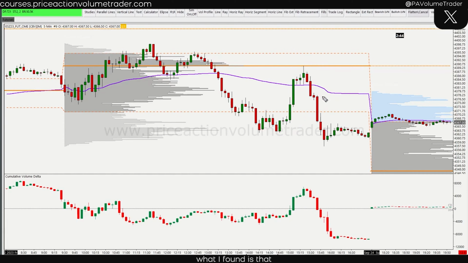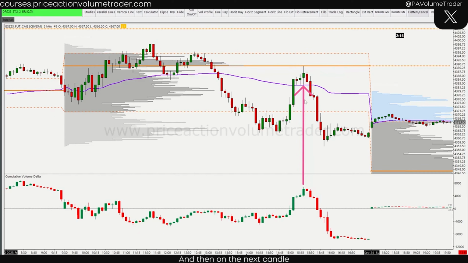And usually what I found is that cumulative delta is going to be a little bit lagging, but once they get both in sync, we're going to have very quick movements like you can see right here. You know, we came up here. Like I said, the market had very aggressive buying, and yet we're not able to break through this resistance here.